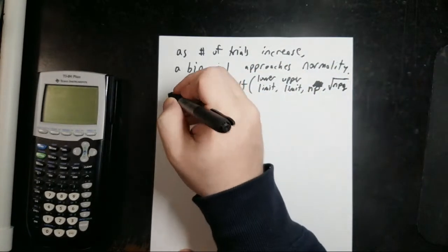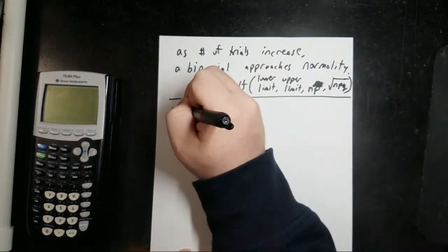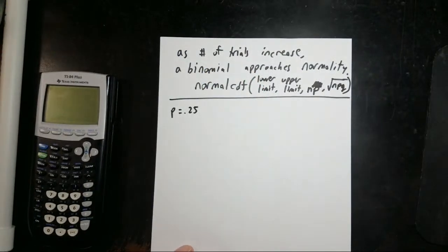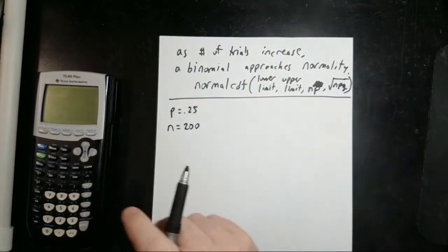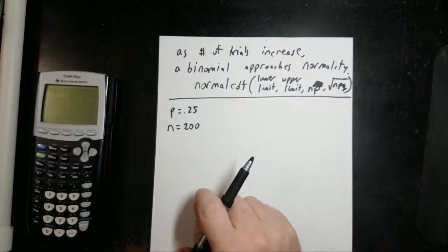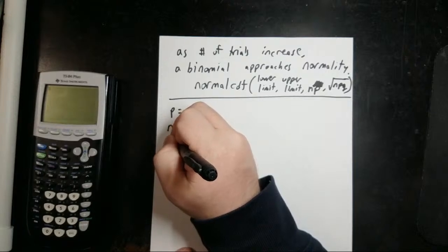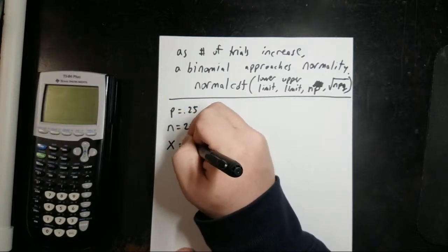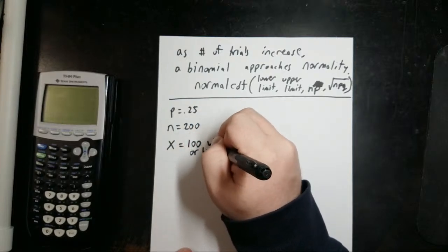Now, for an example, I'm going to keep going with that 25% example. If I have a 25% chance of playing a game, and let's just say I play that game 200 times, and I'm looking to get, I don't know, half or better, which would be 100 wins or better, for example.